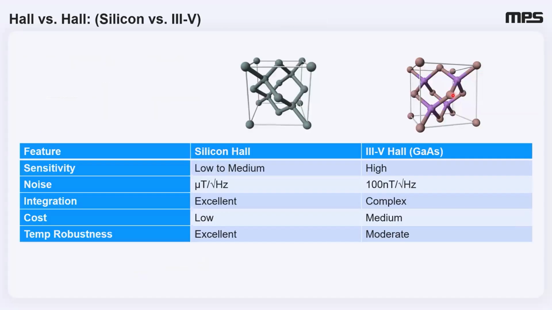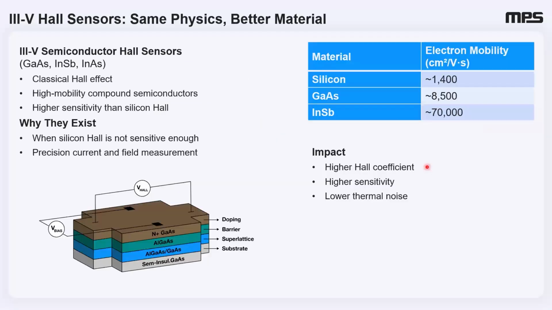Here, we're going to compare, again, going apples to apples as much as possible, silicon crystal, and you can see that the crystal actually looks very, very similar for gallium arsenide. Sensitivity: low to medium for silicon. For gallium arsenide, the sensitivity is high. Again, it's 8 times higher. It's directly proportional to that electron mobility.